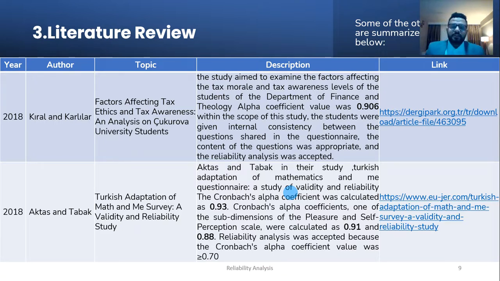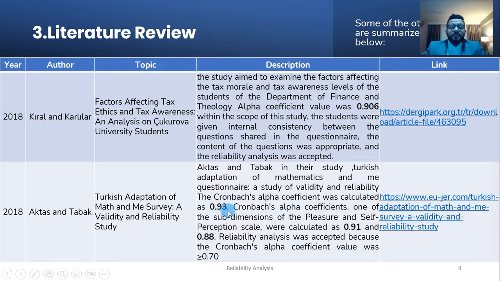And here are the other studies that talk about the same topic or the same concepts. As we can see here in the first one, the Cronbach alpha value is about 90%. So the Cronbach alpha is more than 70%, so the reliability analysis is accepted.